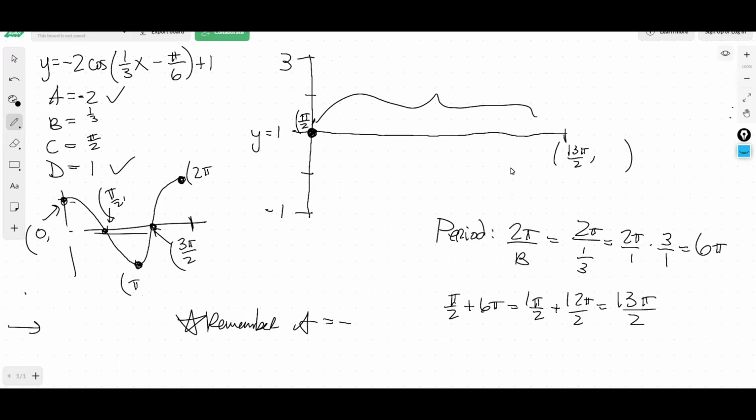I don't know what the y value is yet. I'll figure that out in a little bit. And I've got a lot more work to do to find those key points.